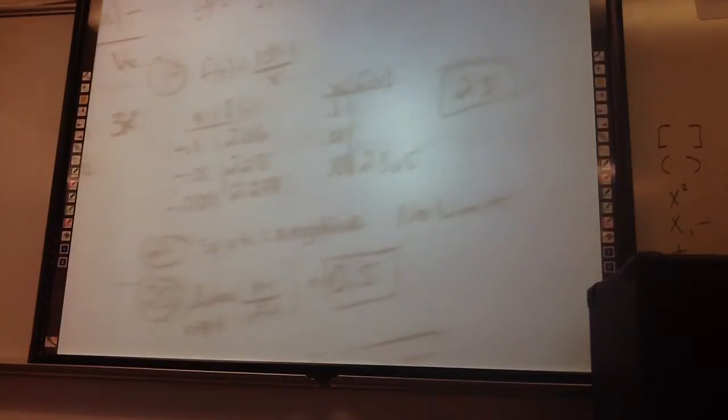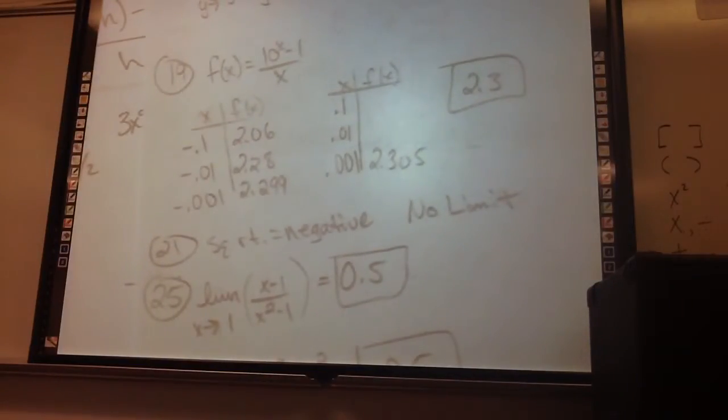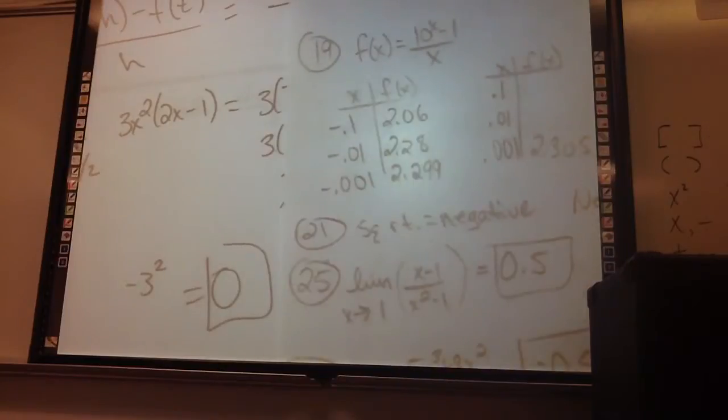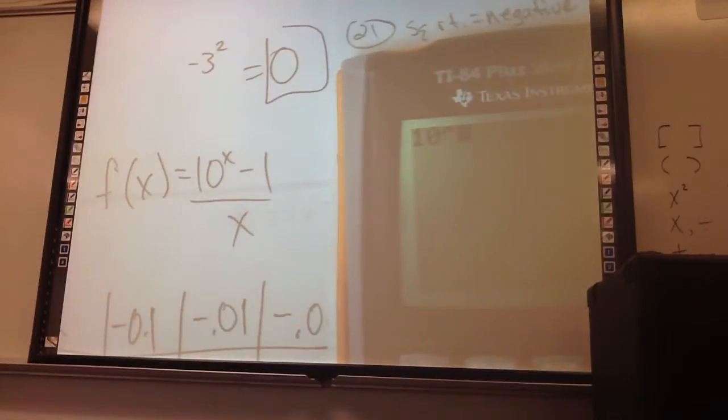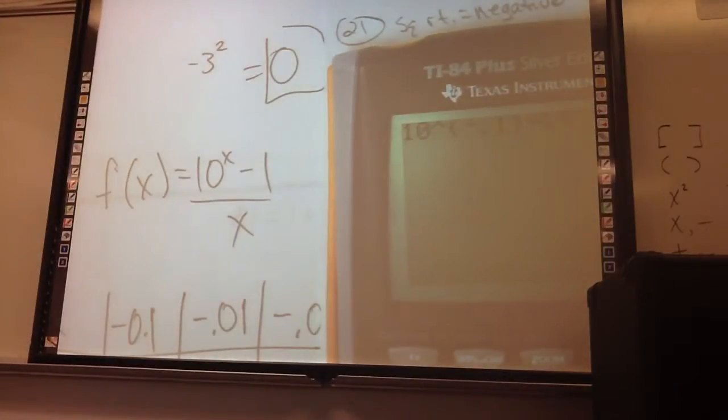You're getting like 10 something. 10.7. You go 10 to the power of. If you're doing the first one, you do parentheses negative 0.1 minus 1, divided by. Oh, okay. There's your problem. You have to put parentheses around the top.